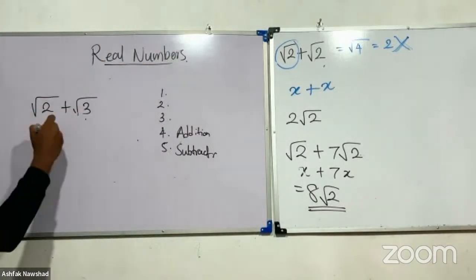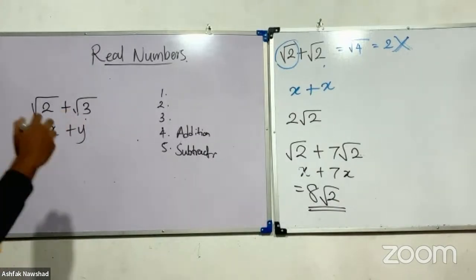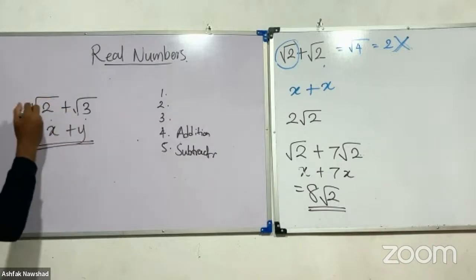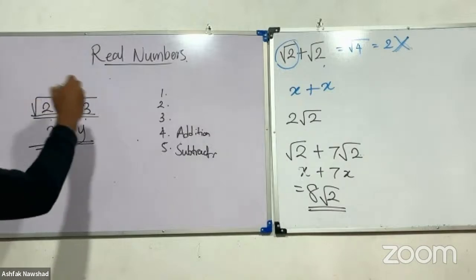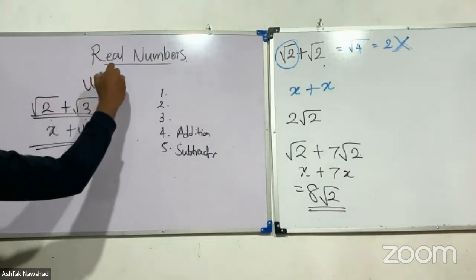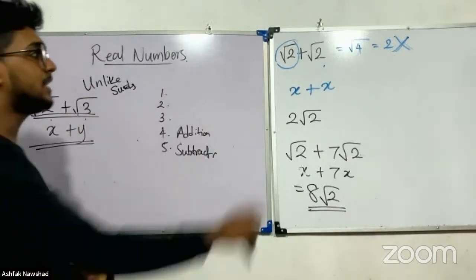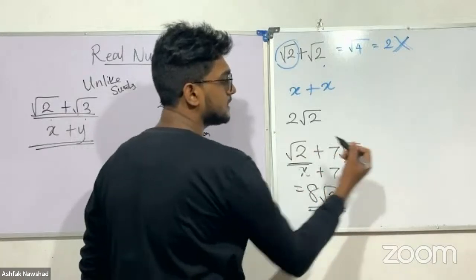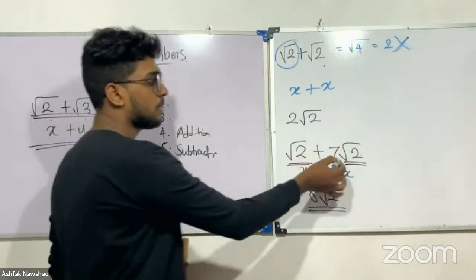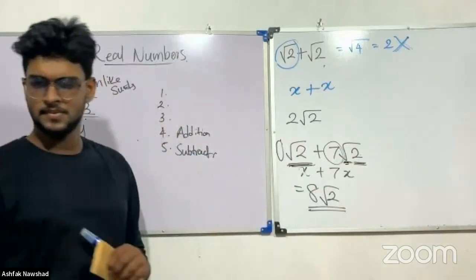This is like x plus y. These are different. So the result is this. This is the final answer. This cannot be further simplified because these are called unlike surds. But these are called like surds. See, these are like surds because the irrational part is the same. No matter the number, the irrational part is the same.